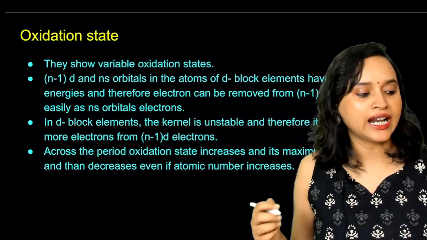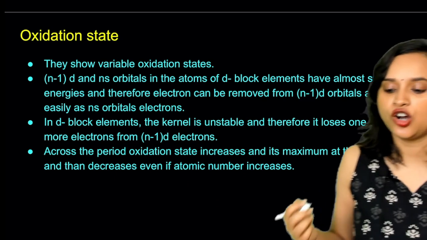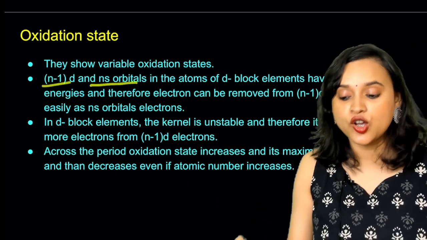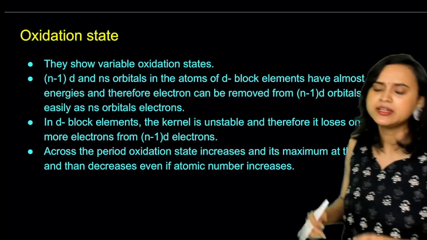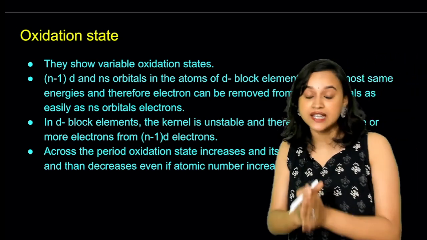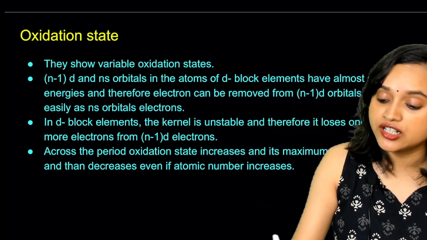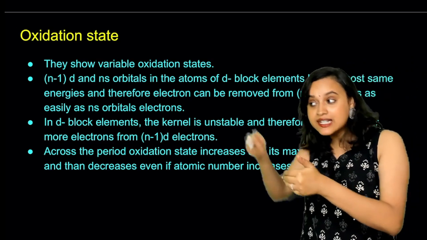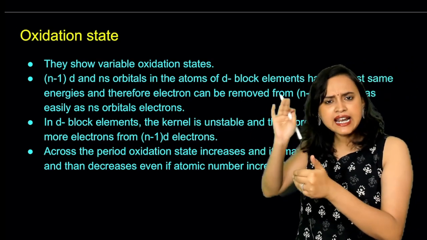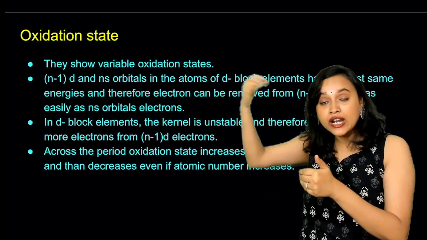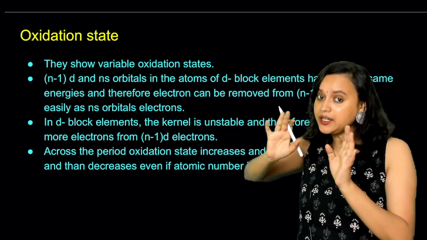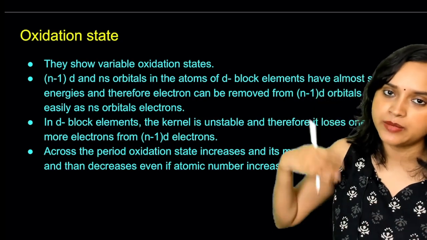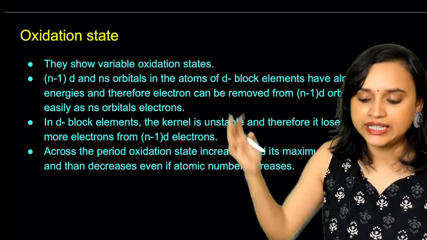Yes, we all know that they show variable oxidation state because the (n-1)d and the ns orbitals in the atoms of the d block elements have very similar energies. And because of their very similar energies, what happens? The electrons can be removed from the penultimate shell, the one just inside the ns electron. Yes, 4s and 3d electrons, right? So both 4s and 3d can participate in bond formation. They can give away their electrons.